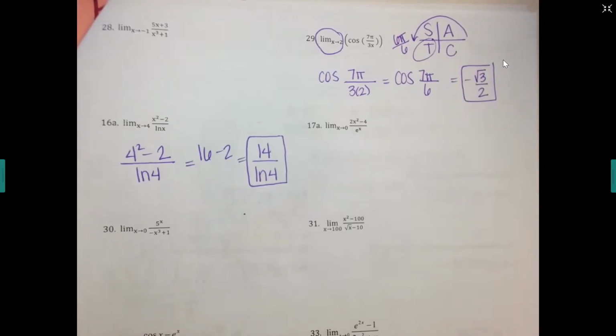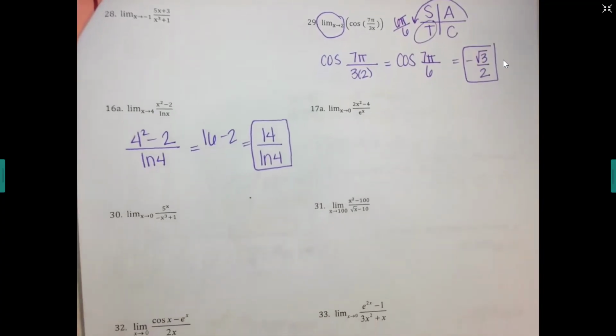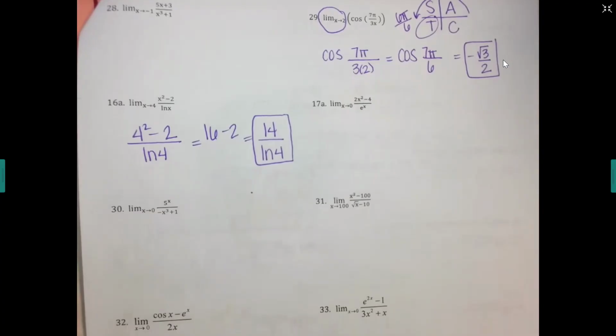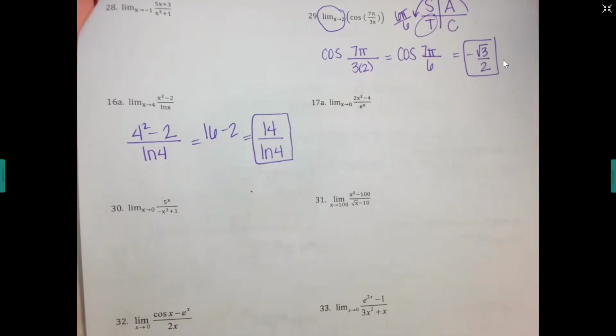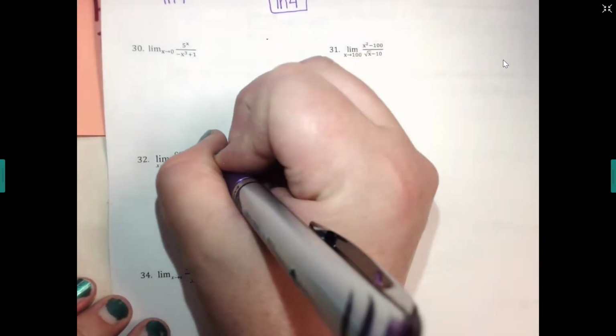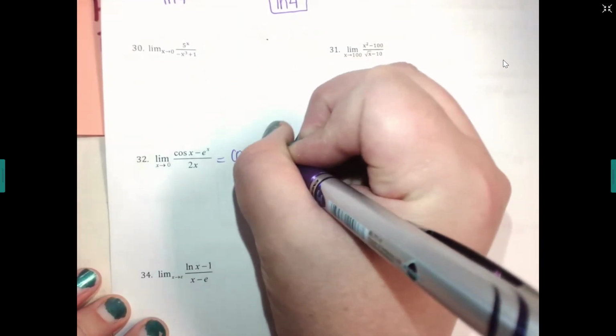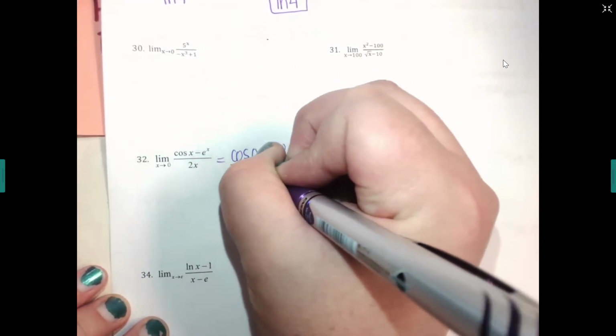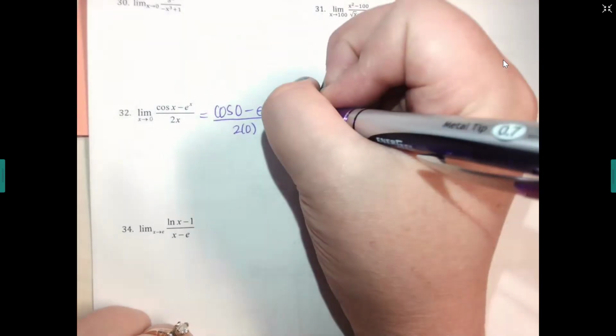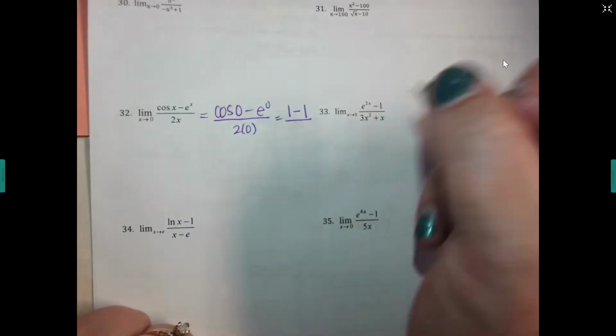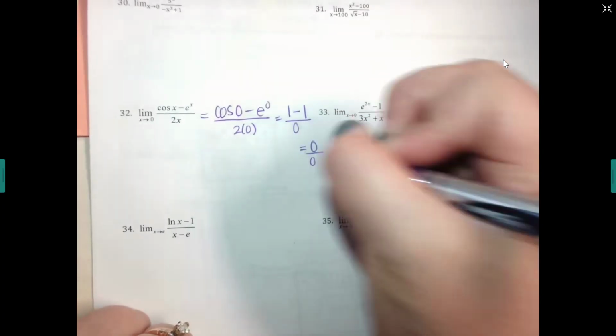All right, let's go down to number 32. Okay, 32. We're plugging in x approach 0, so plug it in, top and bottom. I would have the cosine of 0 minus e to the 0 over 2 times 0. What is cosine 0? 1. e to the 0 is also 1. And 1 minus 1 on top is going to give me what? 0. But then 2 times 0 on bottom, that also gives me 0.